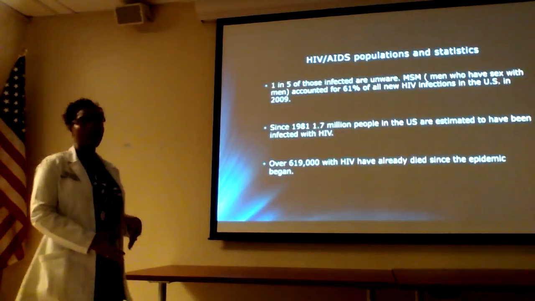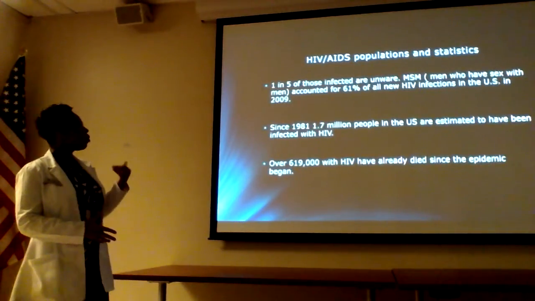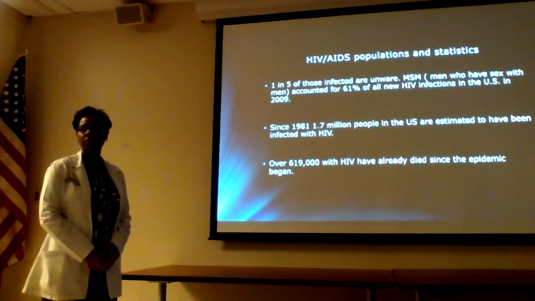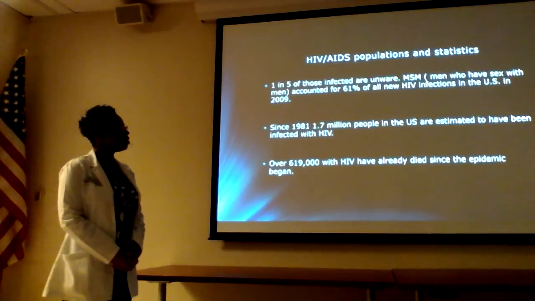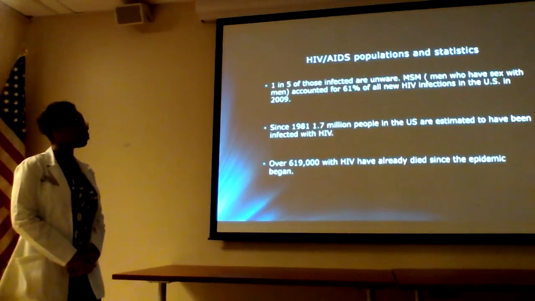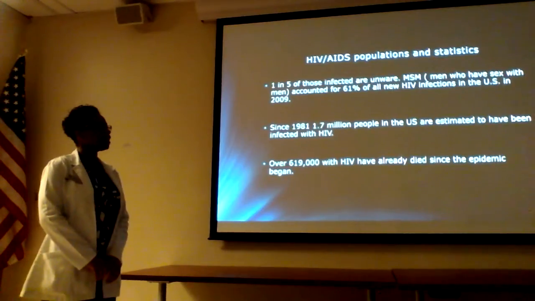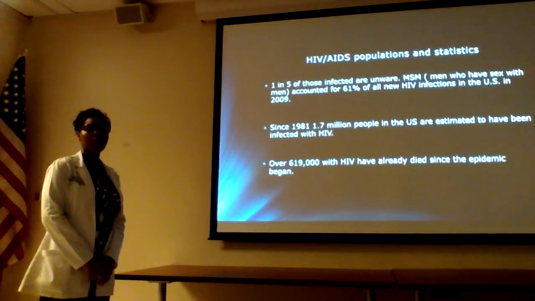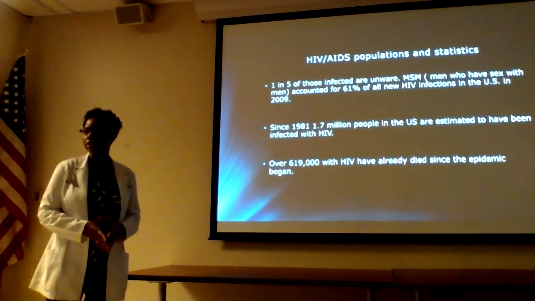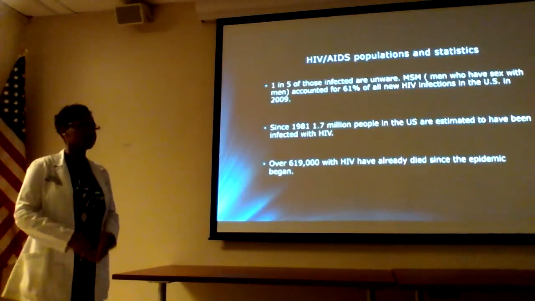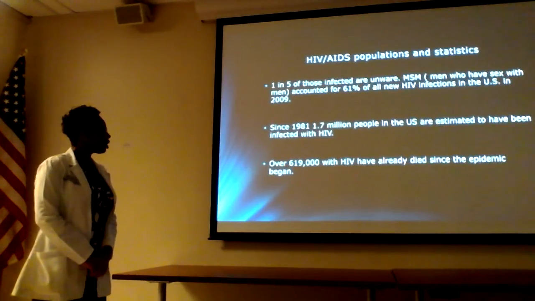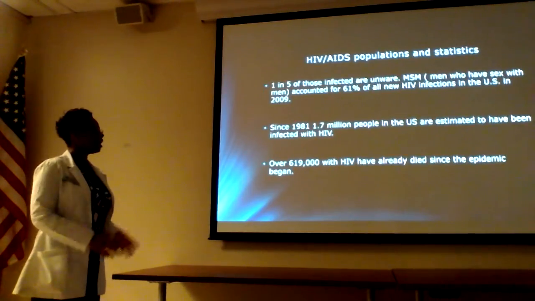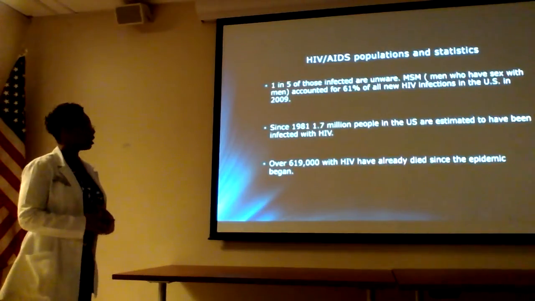HIV/AIDS population and statistics. 1 in 5 people are unaware that they are infected with HIV. Men who have sex with men account for 61% of all new infections in the United States in 2009. Since 1981, 1.7 million people in the United States are estimated to have been infected with HIV. Over 619,000 people with HIV have died since the epidemic began.